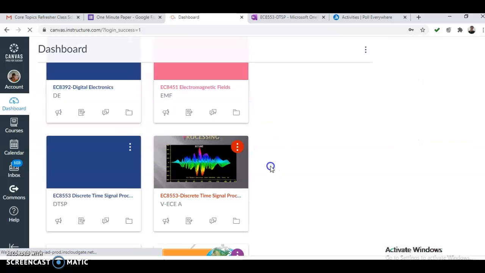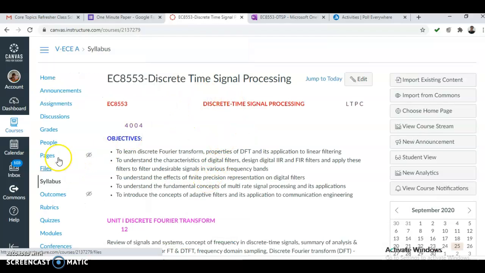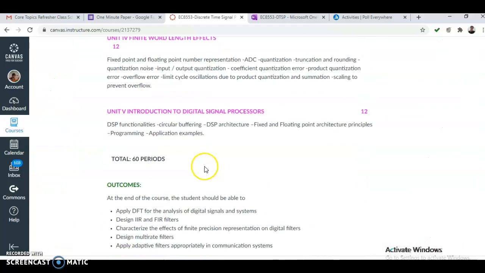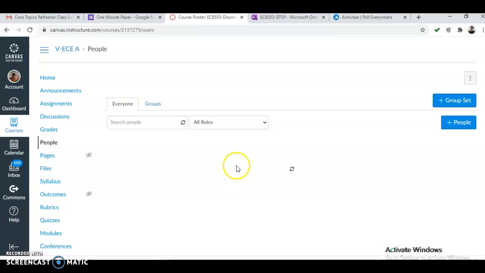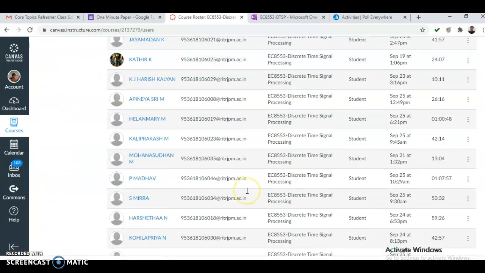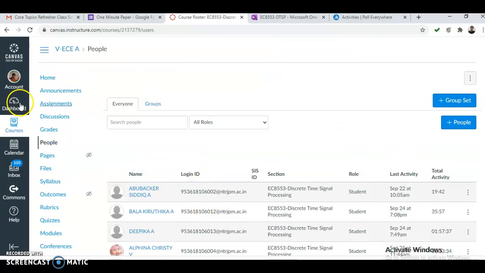The Canvas tool is based on the discrete time signal processing course. In this subject, I enrolled 36 students. My home page is set with my syllabus. This year, the IUCEE syllabus follows 5 units. It is a 4 credit paper, and 36 students are added using their official mail IDs. All the students are added, and one observer, my HOD, will have access as an observer of this course.